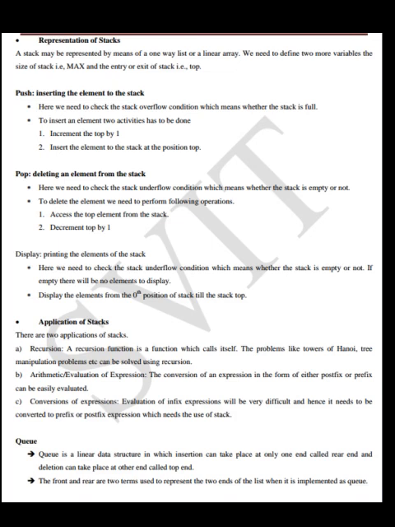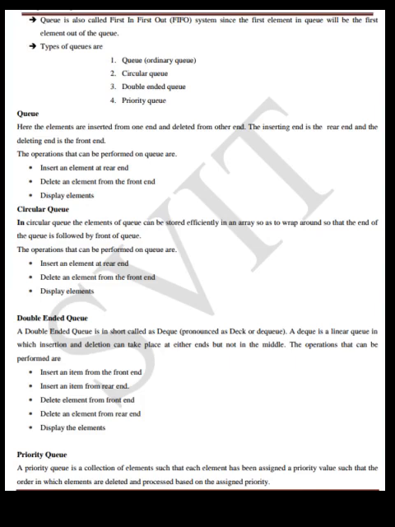Now let us see queue. A queue is a linear data structure in which insertion can take place at only one end, called the rear end, and deletion can take place at the other end, called the front end. Front and rear are two terms used to represent the two ends of the list when it is implemented as a queue. A queue is also called a first in first out, FIFO, system, since the first element in the queue will be the first element out of the queue.